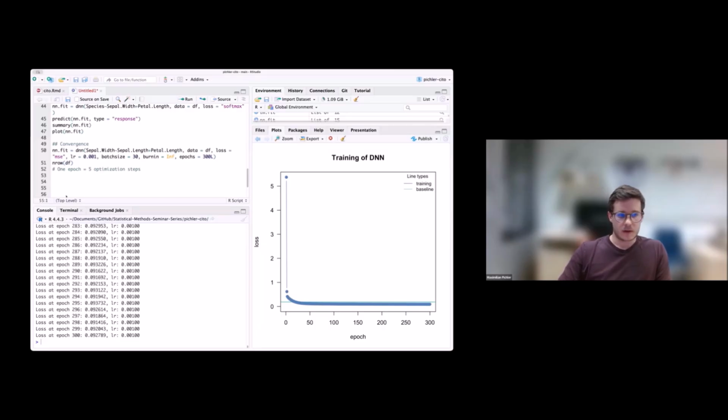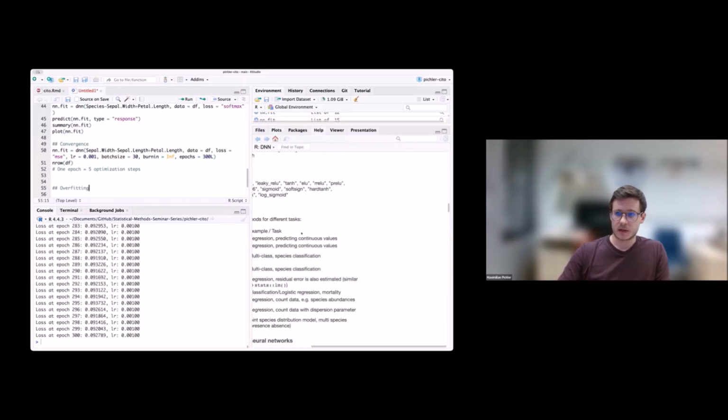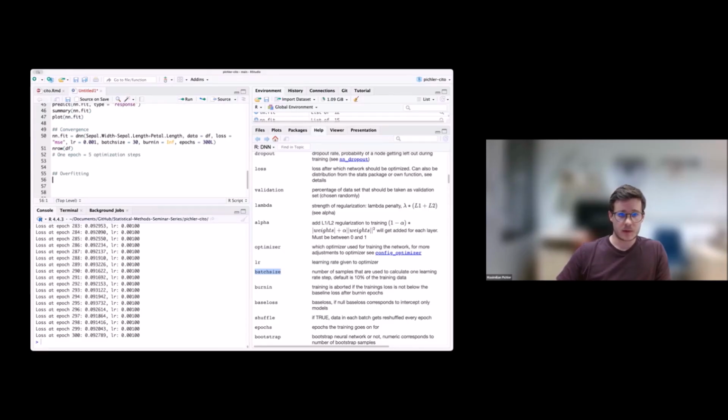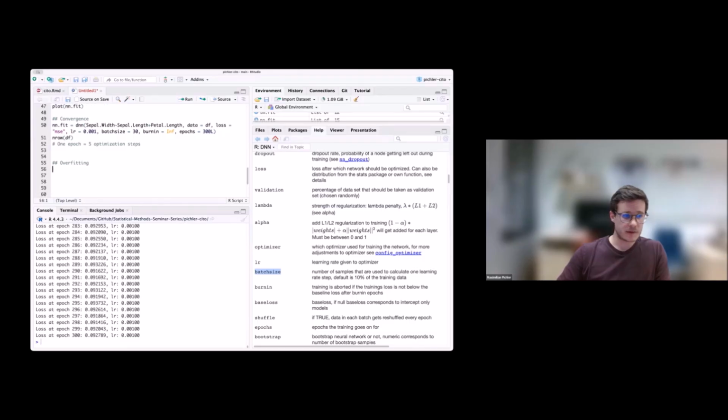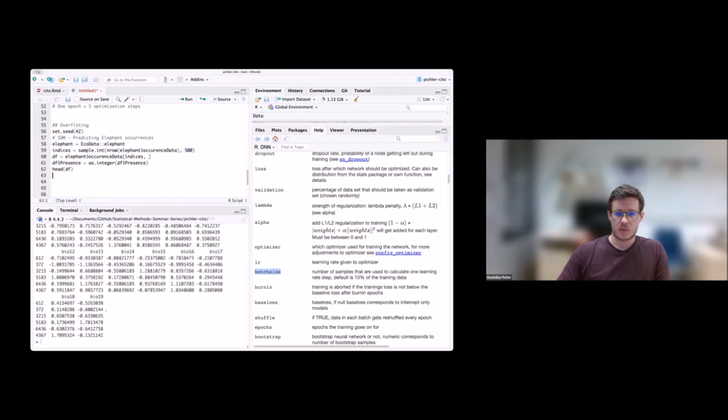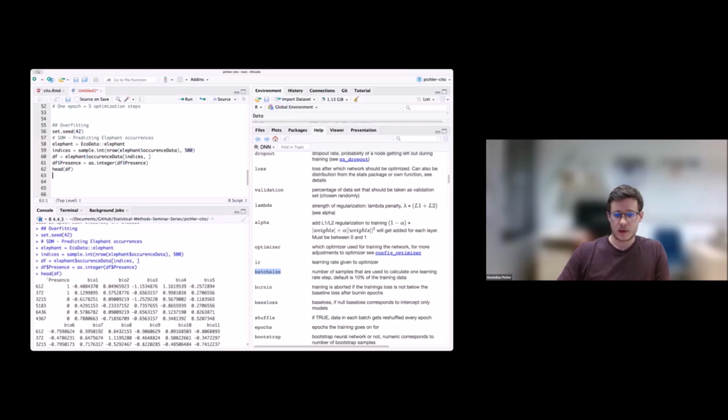And the second big challenge with machine learning, and especially deep learning, is overfitting. So many of the parameters you have seen here in the DNN function are there to prevent overfitting. And to demonstrate the problem of overfitting, I'm going to use now this elephant data set, which is available in the EcoData package. So here we have these 19 bioclim variables, and then we have one column for the presence and absence of our elephant.